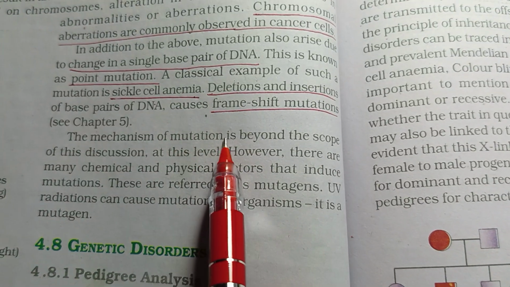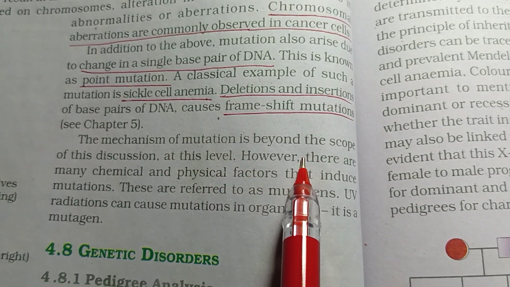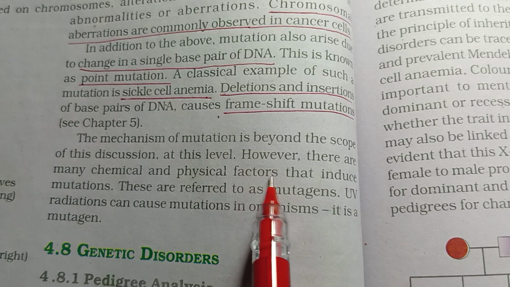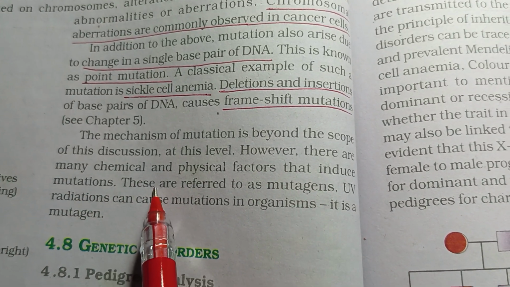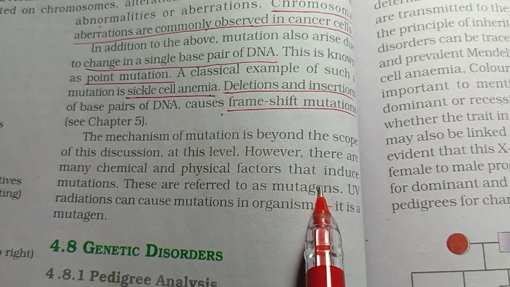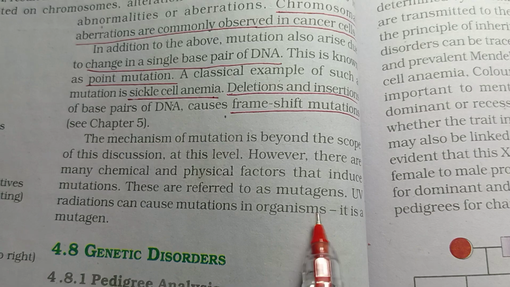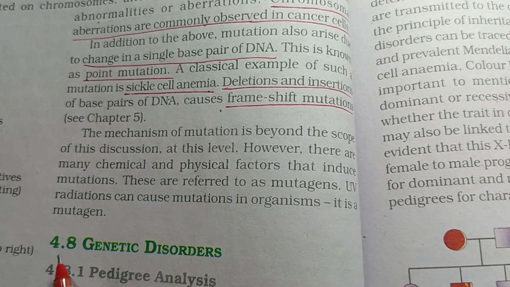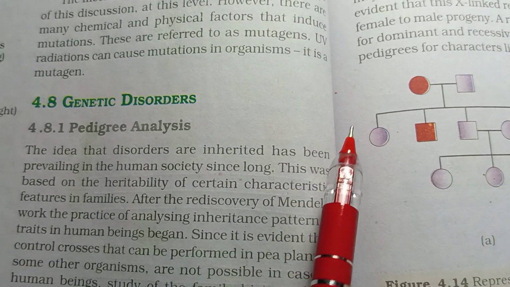The mechanism of mutation is beyond the scope of this discussion at this level. However, there are many chemical and physical factors that induce mutations. These are referred to as mutagens. UV radiation can cause mutations in organisms. It is a mutagen.